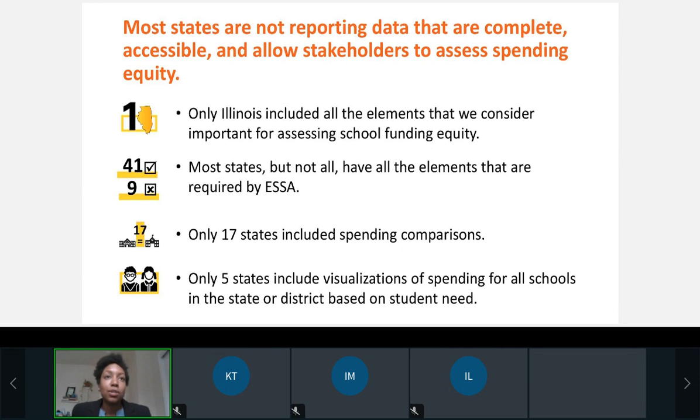And also we see that only 1 state is really aligned to the equity-oriented principles that we highlight, and that's Illinois. We know that states are going to have other opportunities to improve their data reporting, so we hope they could learn from Illinois' process, which we highlight in our report, to inform their efforts.